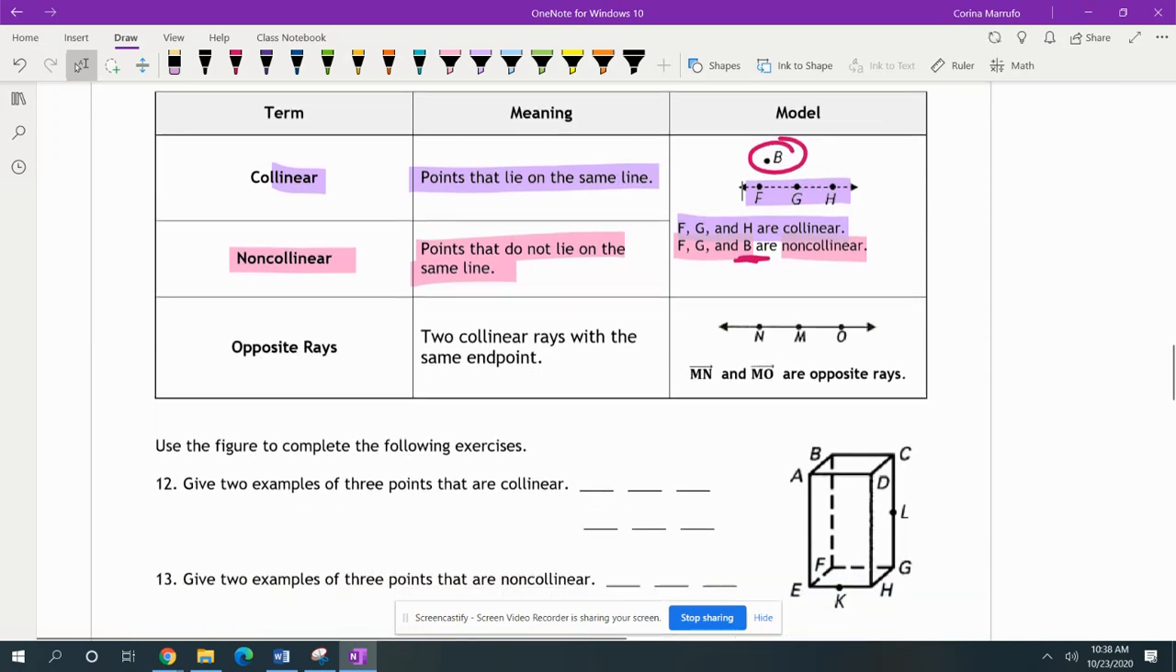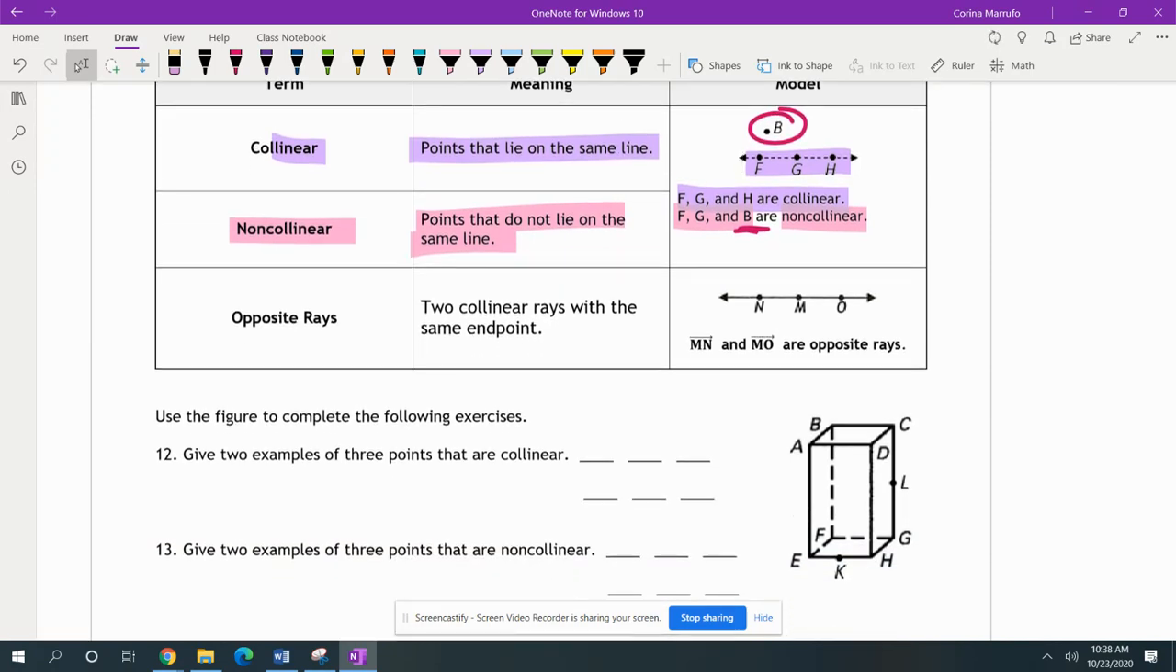All right, opposite rays. Two collinear rays with the same endpoint. We're going to have two rays that are on the same line and they have the same endpoint. So here they tell us MN would be one ray going to the left, and then MO would be another ray going in the opposite direction. Those are called opposite rays.